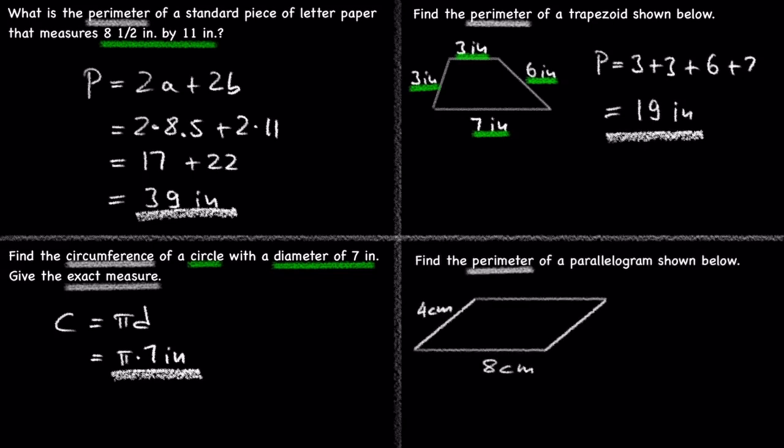Find the perimeter of the parallelogram shown below. Recall that the perimeter of a parallelogram is just the sum of the sides. So we can write P equals 4 plus 4 plus 8 plus 8. 4 plus 4 is 8. 8 plus 8 is 16. And 16 plus 8 is 24. So the perimeter of this parallelogram is 24 centimeters.